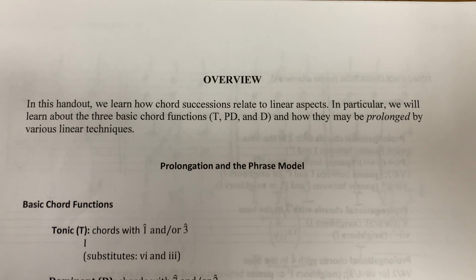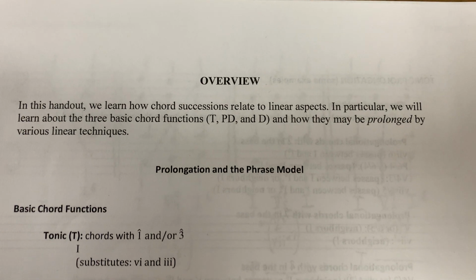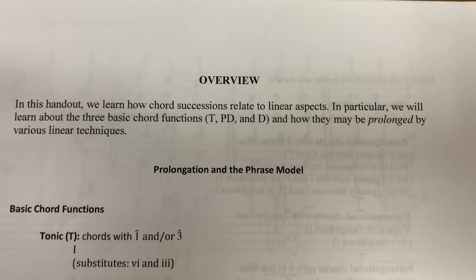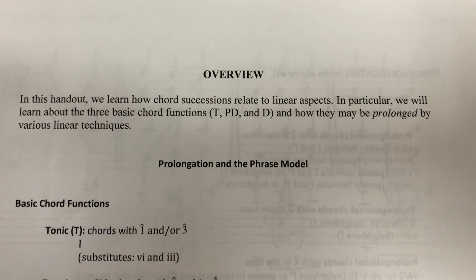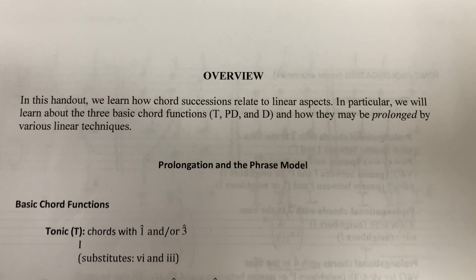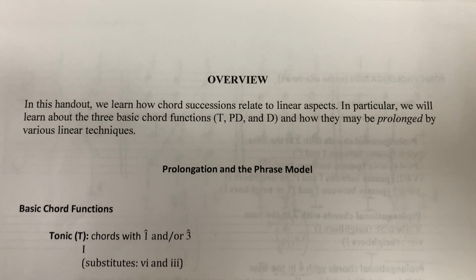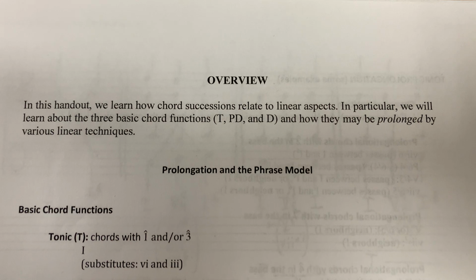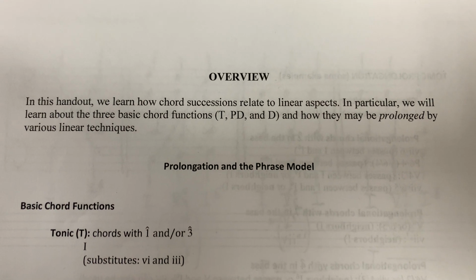Okay, our next step is to take what we learned in the last handout about linear reduction and the relevance of species counterpoint and add into our discussion chord progressions and the kind of Roman numeral analysis and how this relates to the linear aspects. We're going to start to get a little closer to the Schenkerian conception in this video.